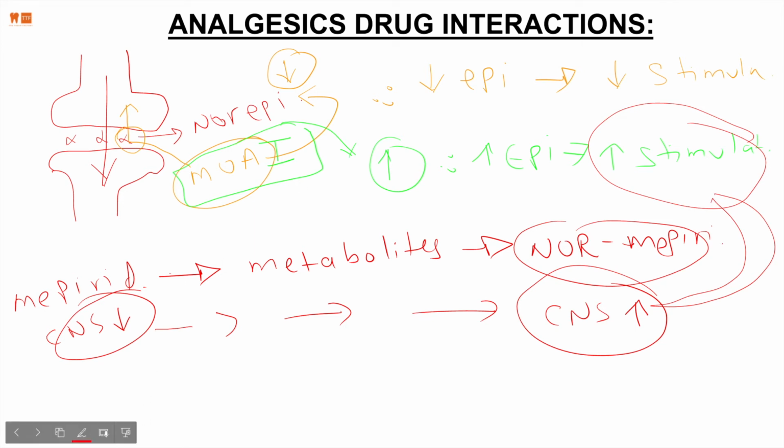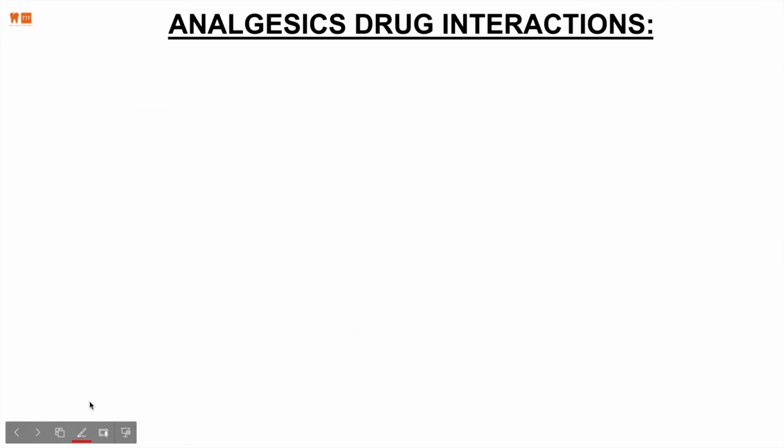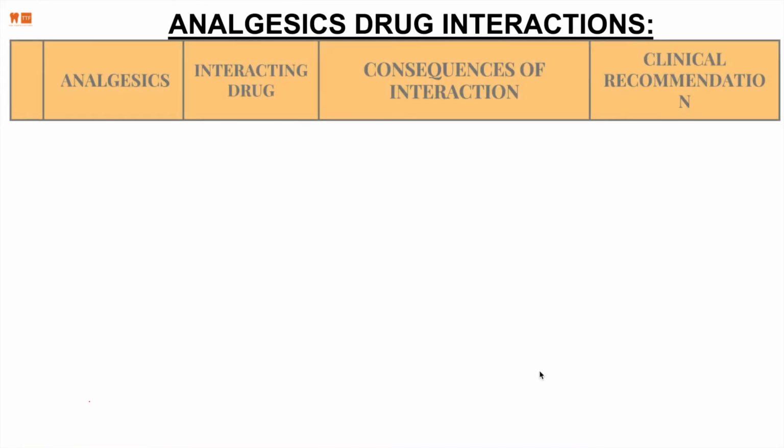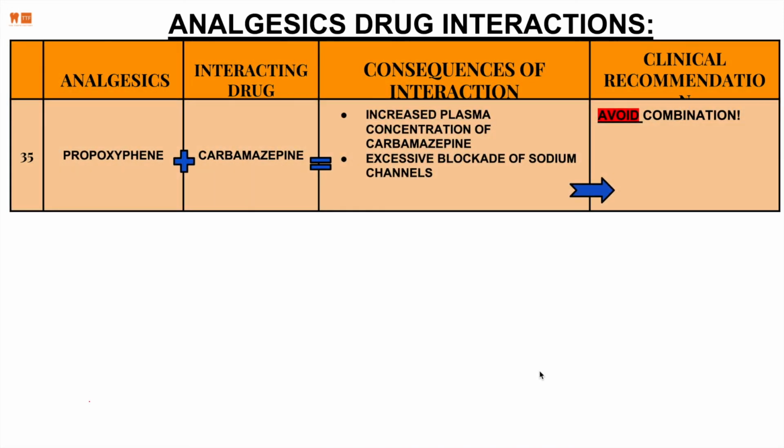So let's erase our little whiteboard here and go back and read it one more time. Meperidine, MAO inhibitors. When they're mixed together, we have excitatory and depressive reactions at the same time, very fatal. CNS stimulation is caused by normeperidine enhancing the MAO inhibitor action. So we avoid the combination. I hope that's very, very useful to understand, guys. Just trying to make it as simple and fun as possible.